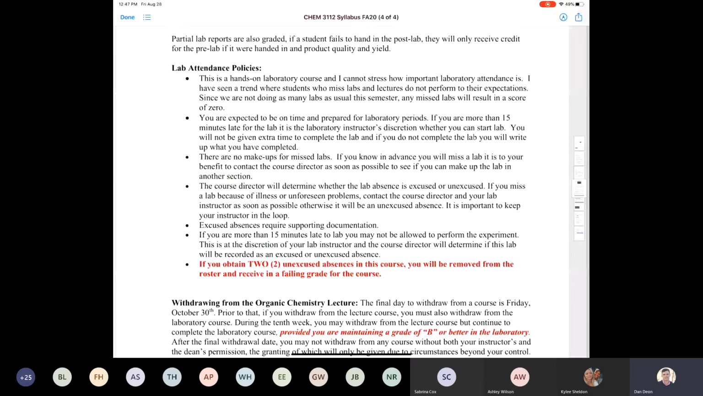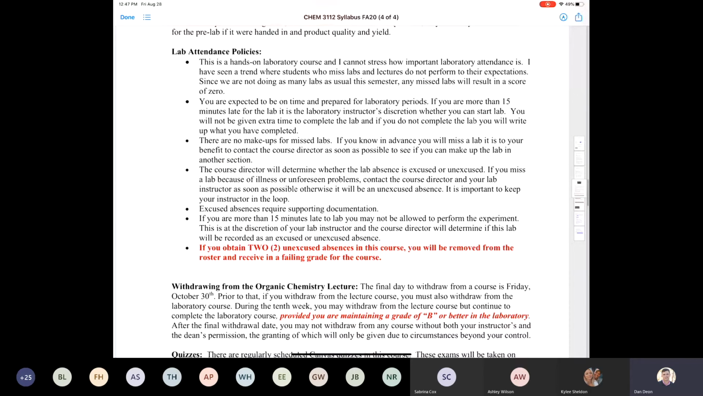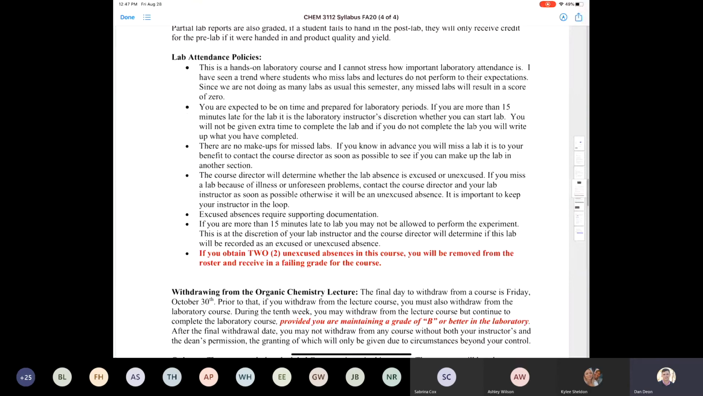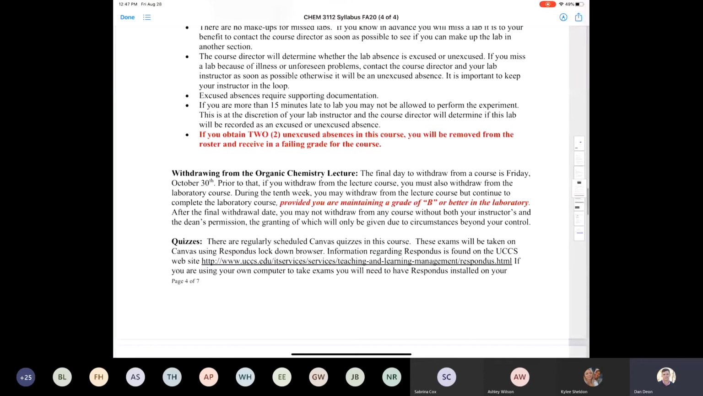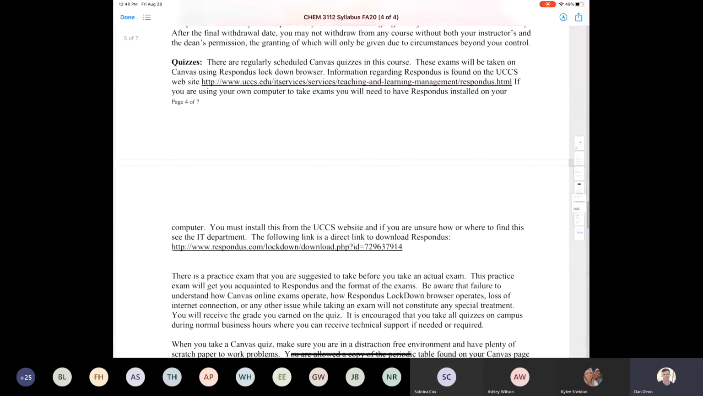Here's the late lab policy, lab attendance policies. Of course, you have to show up. If you were to end up missing 2 labs, well, we can't even do that. I mean, I should probably change that. Anyhow, all I can tell you is this: show up to lab, be there, do the lab, and you'll be fine, okay? There's information here about the withdraw date.